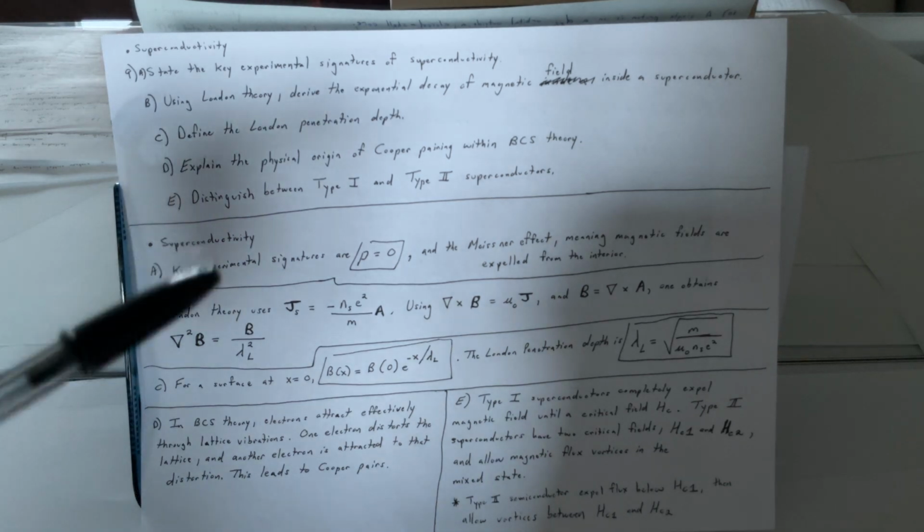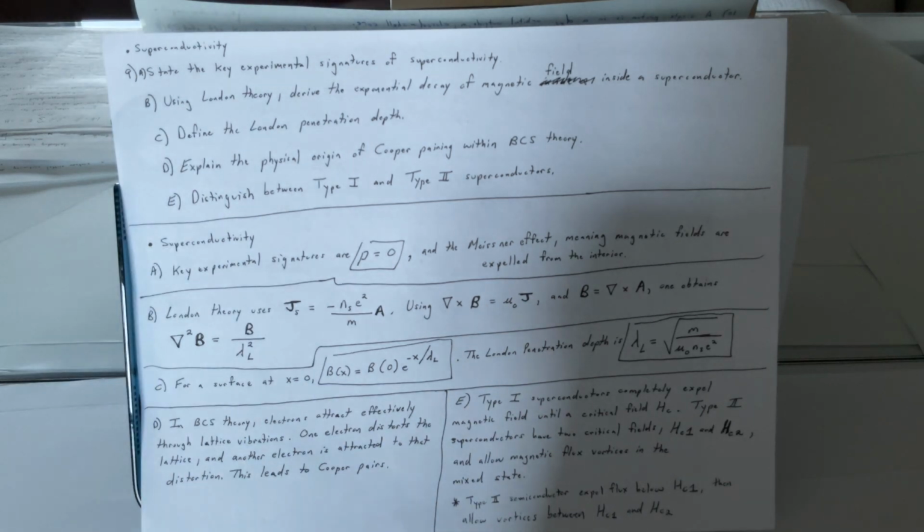Very important though. Superconductivity's key experimental signatures are rho equals 0 and the Meissner effect, meaning magnetic fields are expelled from the interior. London theory uses J sub S equals negative n sub s e squared over m times A, and using del cross B equals mu naught J and B equals del cross A, one obtains del squared B equals B over lambda sub L squared.